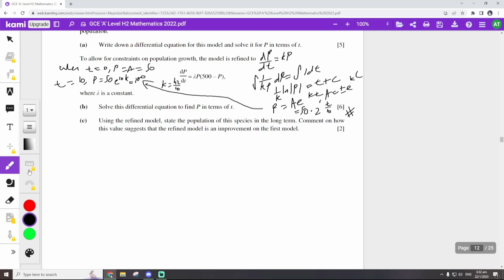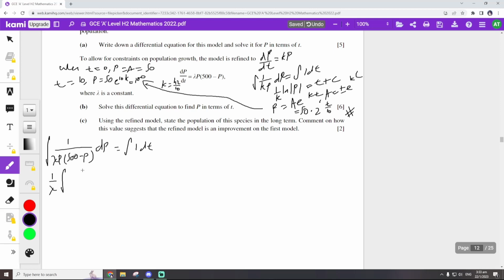So separating the variables again, one arrives at 1 over lambda p (500 minus p). If I integrate this side with respect to p, this is the same as integrating 1 dt, so I get 1 over lambda. Okay, so partial fractions. How do I do partial fractions for this?